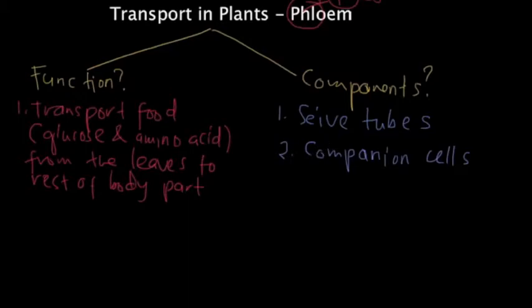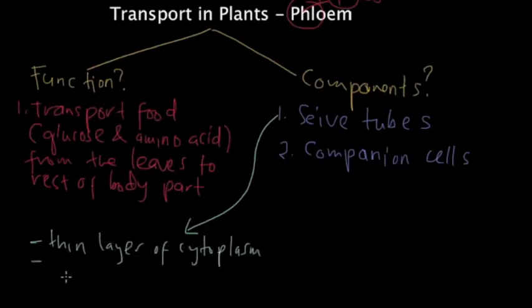Now to explain about the sieve tubes, let me draw a line here. The important things that you need to know about sieve tubes are, first, you need to know that it has a thin layer of cytoplasm. Now, even though it has a thin layer of cytoplasm, phloem does not have nucleus and vacuole.